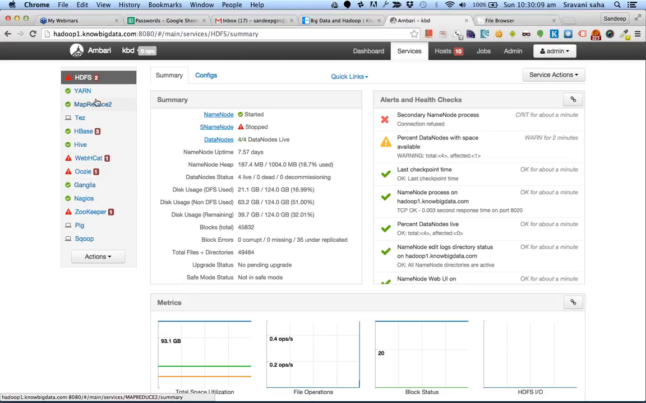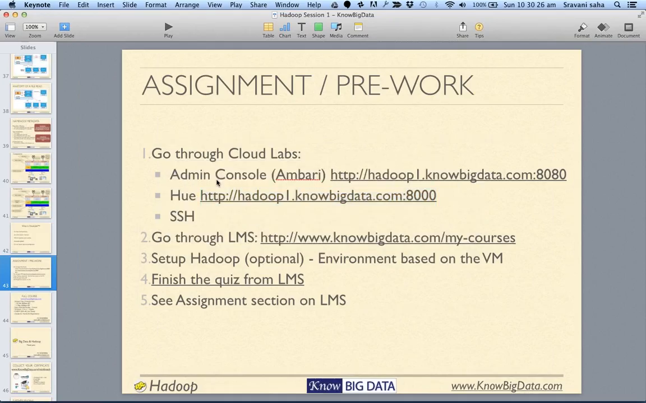So if you want to see what's going on with HDFS, you can go here. It shows that 4 out of 4 data nodes are alive. Okay. And there is the name node size, and so on. Okay. Now also, other than Ambari and Hue, you can SSH to our system and then start working on it.